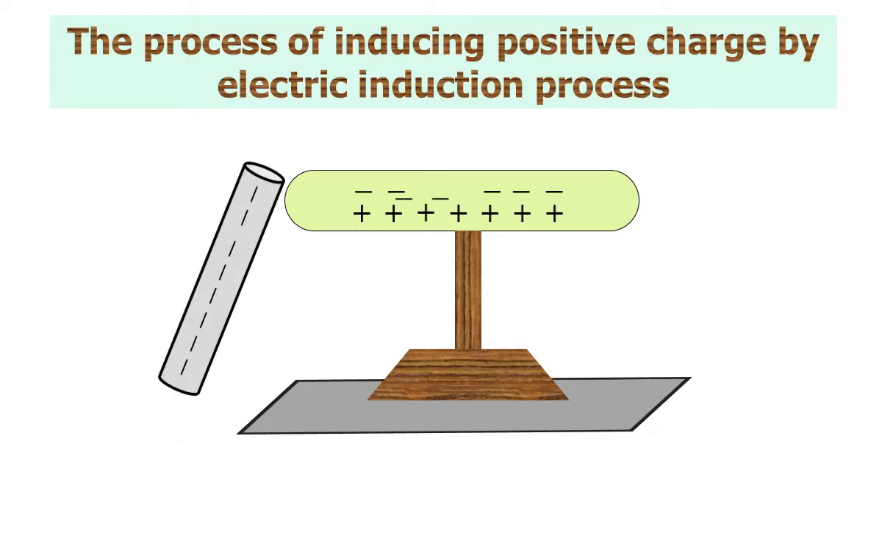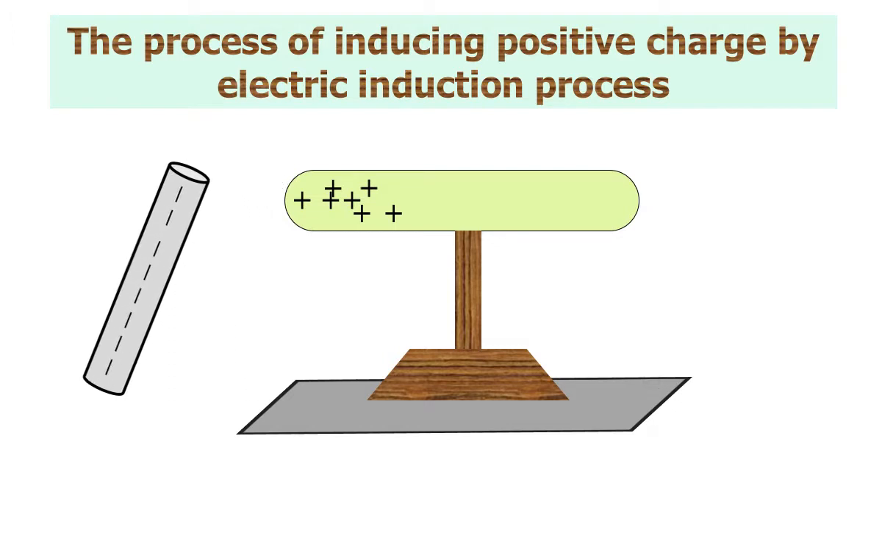If we bring a negatively charged body close to the neutral body, the positive charge will be attracted to the negative charge and it goes towards the negatively charged body. And if we connect a wire to the ground, then negative charge will go through the wire towards the ground, and the body will only have positive charge.